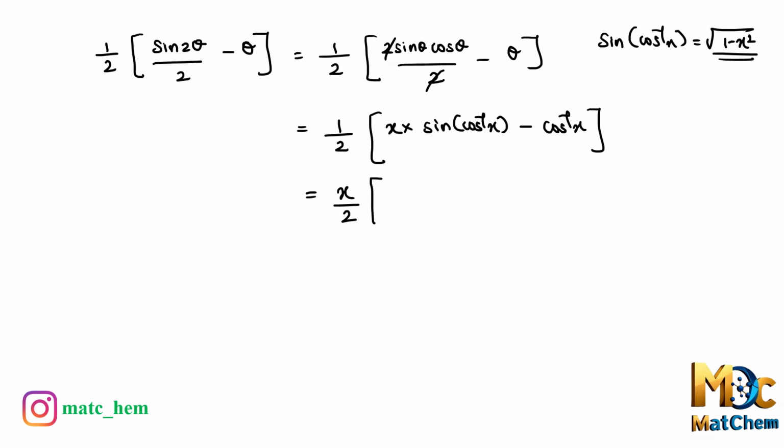So this will be equal to x by 2 into the square root of 1 minus x square, minus cos inverse x divided by 2. Okay, this is the case. This is what we calculated as I2.